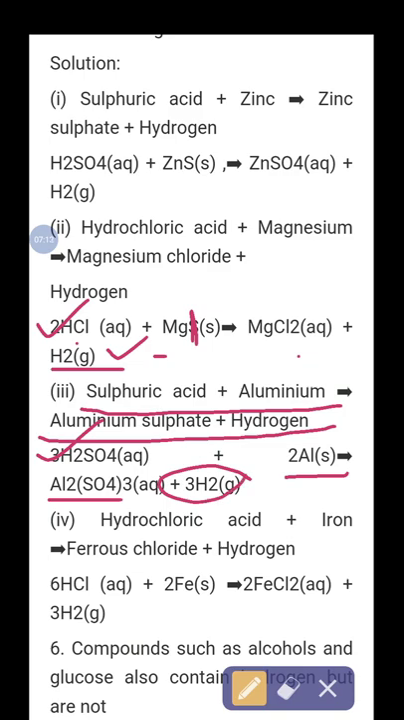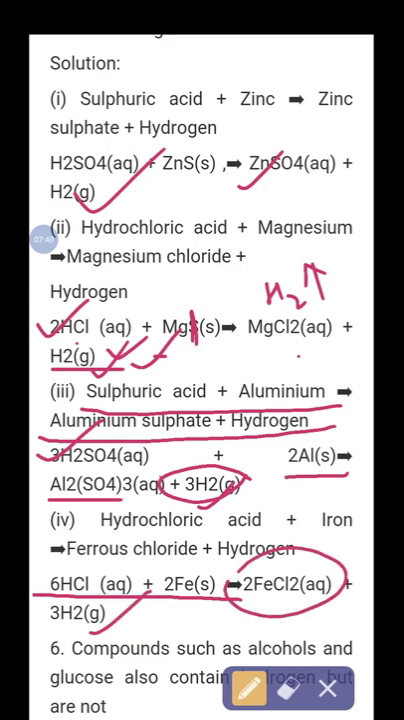Hydrogen is involved in all the equations, here, here, here. Then they make the sulfates or the chlorides of particular elements. Another one is hydrochloric acid reacts with iron: 6HCl plus 2Fe gives out 2FeCl3 plus 3H2. Here is also an example of evolution of hydrogen gas.